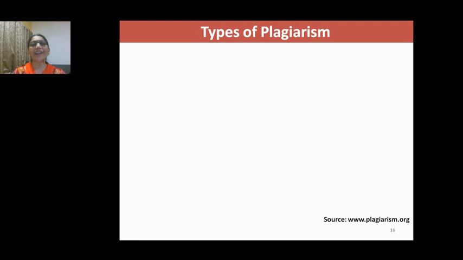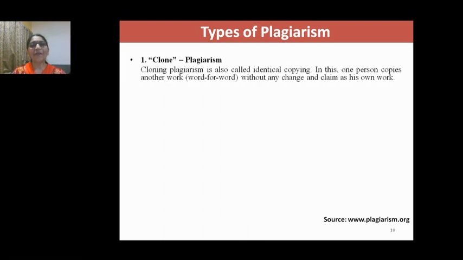So let us see the types of plagiarism. There are 10 types of plagiarism. First is the clone plagiarism. It is also called identical copying. In this, one person copies another's work. It may be word for word without any change, and he claims it as his own work.